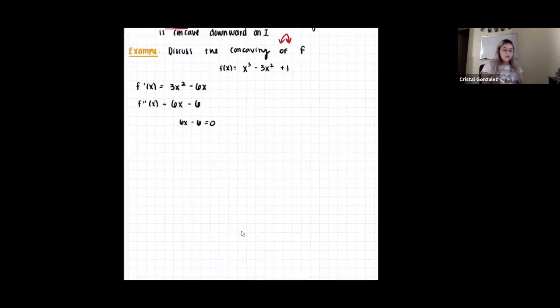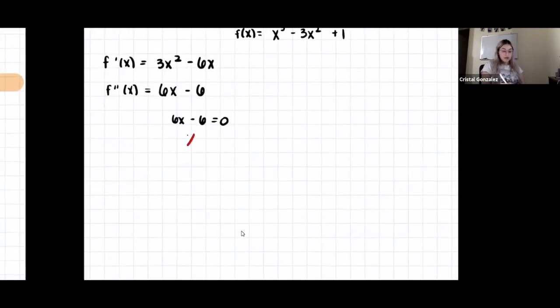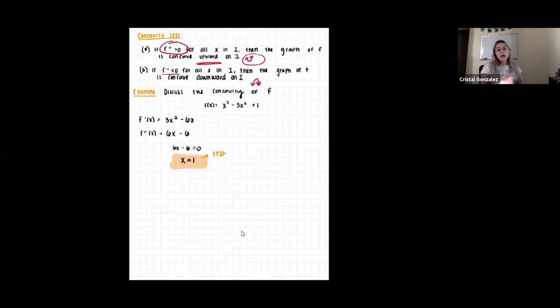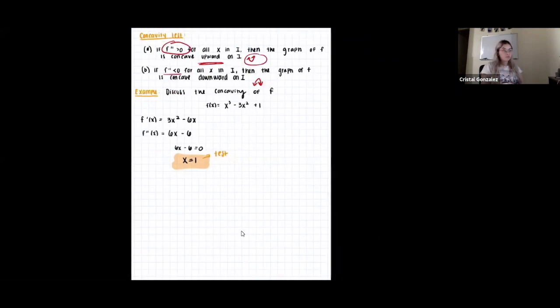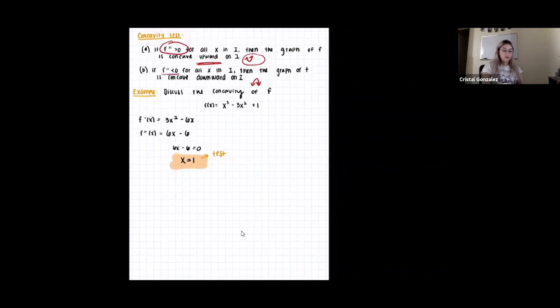So if I solve for this, I'm going to end up with x equaling 1. Hopefully we all got that. And so now our job is to test this. We need to test this point to see if that's an actual point of inflection. So we will draw our number line just like we have been before, and we're going to test it at 1. So our testing point is 1 because that's a potential point of inflection.